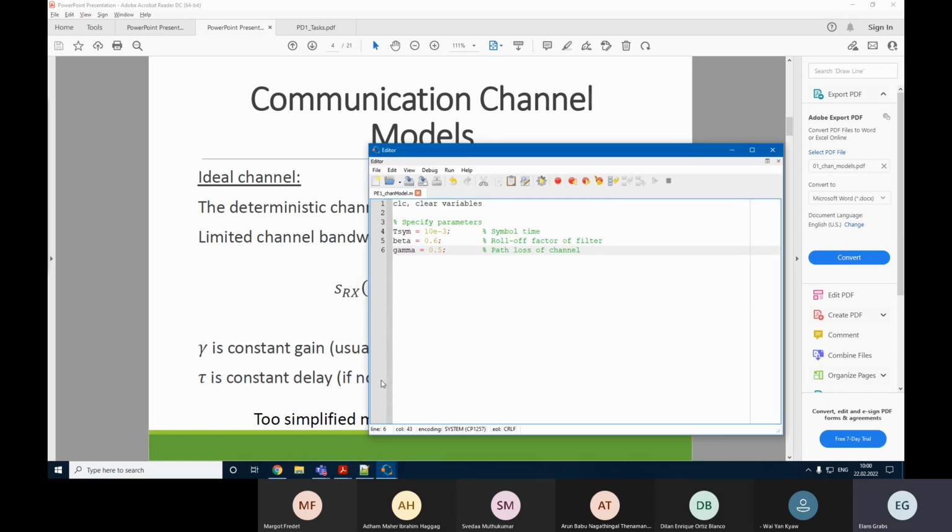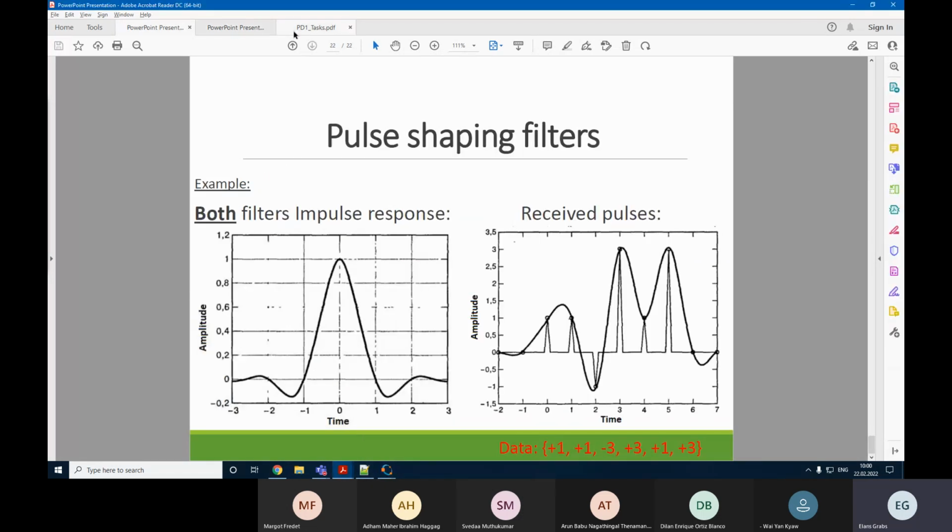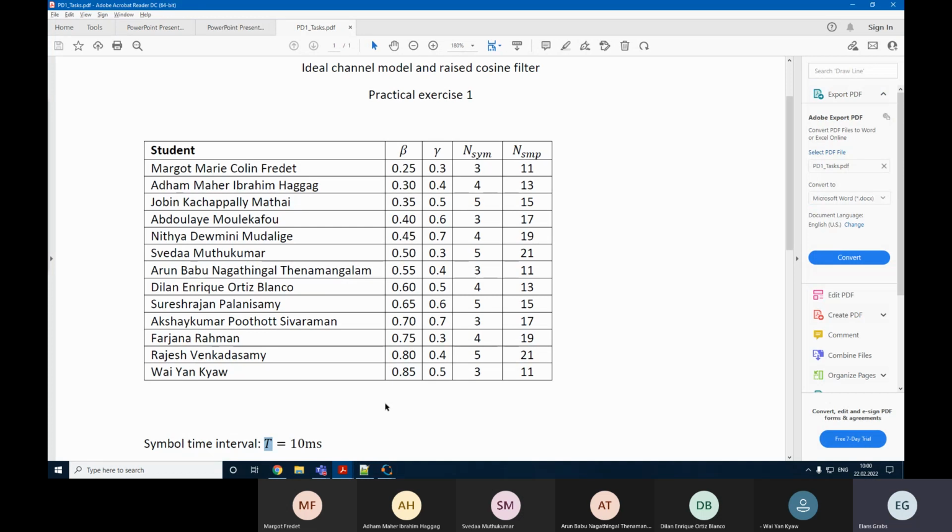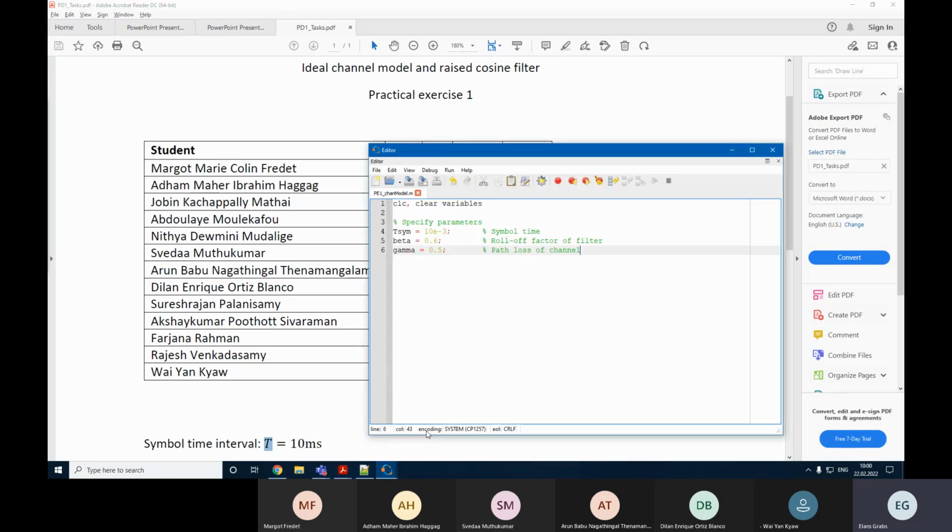Now, next parameter is number of symbols in our impulse response. So I will explain it after I input so that it's understood. In my case, it is 5.